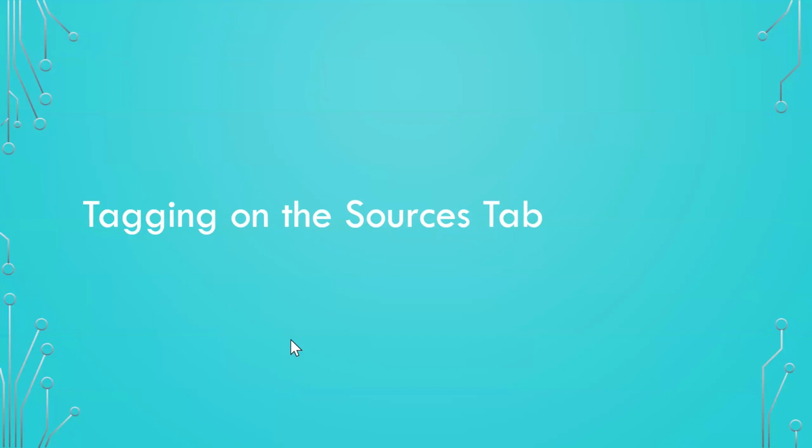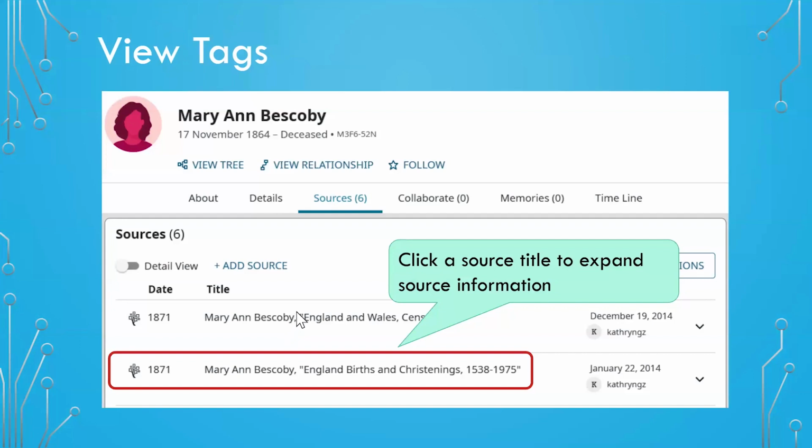Let's talk now about tagging sources on the Sources tab. So again, let's walk through an example. We are looking at the Sources tab on the profile of Marianne Bescovy. She's got a couple of sources here. She's got a census source and she's got a christening. So right now I can't see the tags because the sources are just automatically collapsed. So you see the title, but in order to see the detail, you need to click the source, or click the title of the source.